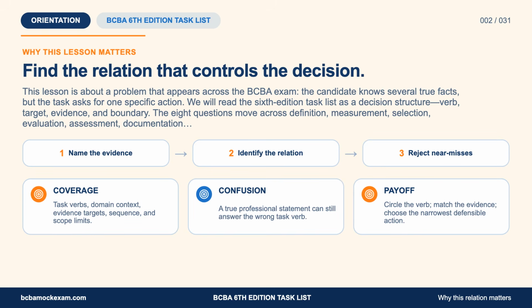The confusing part is not deliberately difficult English. It is that an option can be professionally reasonable while answering a different verb, skipping a required step, or adding evidence the STEM never supplied. The payoff is a portable reading move. Identify the exact job the task requests before you choose a familiar label.